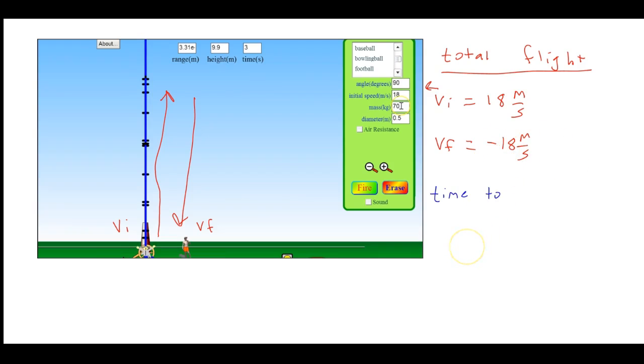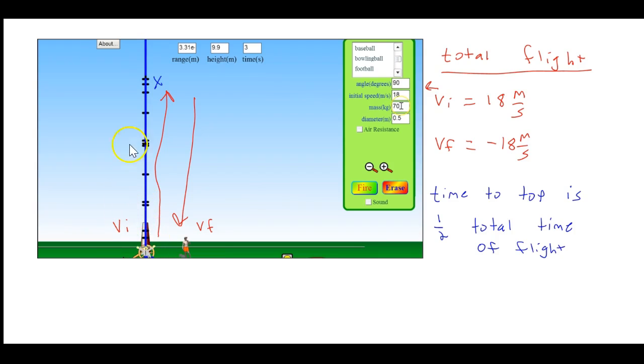Now the time of flight, we can break down into the time to the top and the time to the bottom. And it turns out again that they must be equal. So the time to the top is 1/2 the total time of flight. So looking right here, it looks like our total time of flight was 3 seconds.